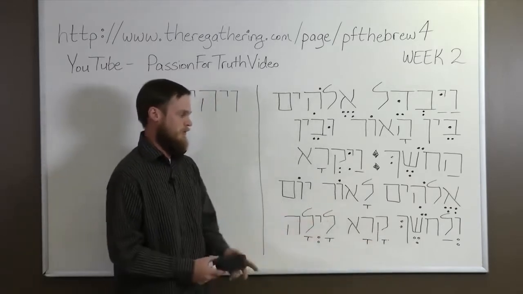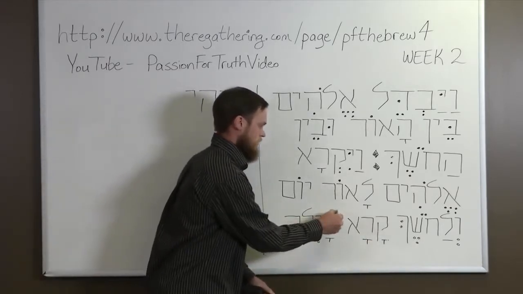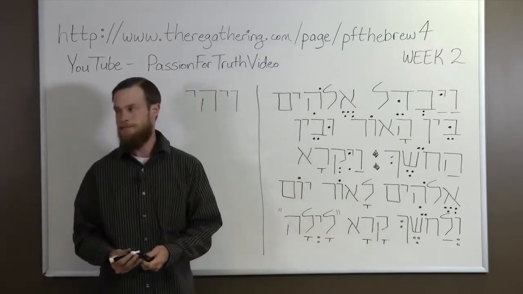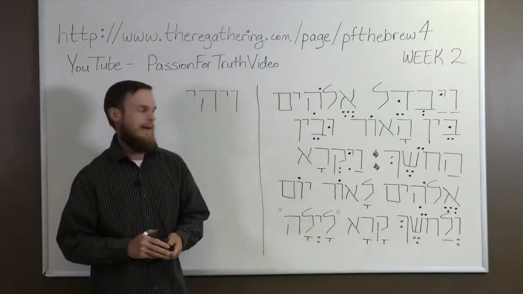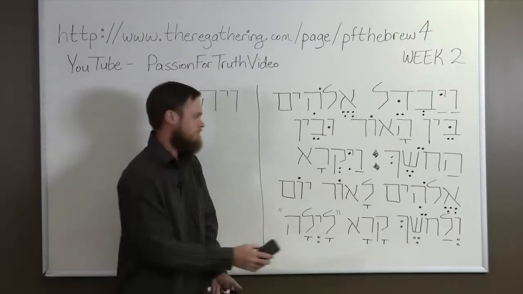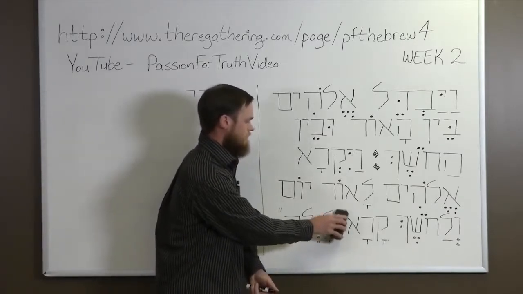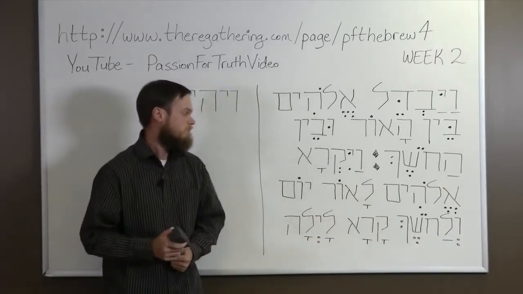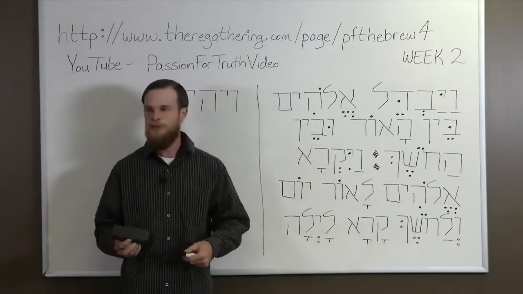And now we have another few invisible quotation marks. Okay, laila, which means night. So he called the light day, and he called the darkness night. Laila is a pretty name. Yom, you probably wouldn't name your kid that.